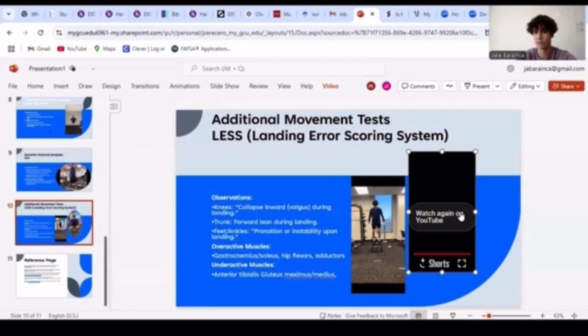So the overactive muscles and underactive muscles associated with the LESS test are going to mostly be in the lower extremities. At least those are the ones we're focusing on for this client because his goal is to be able to walk. So at the hip joint, some of the overactive muscles will be the hip flexors and adductors. And then underactive muscles at the hip joint are the gluteus medius and maximus.